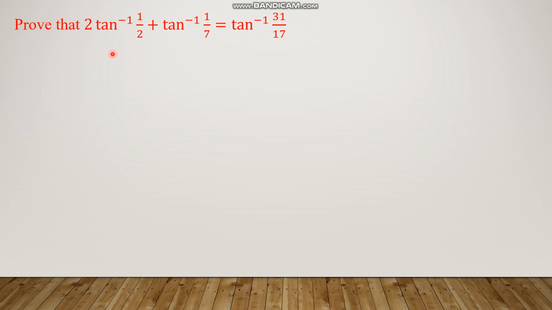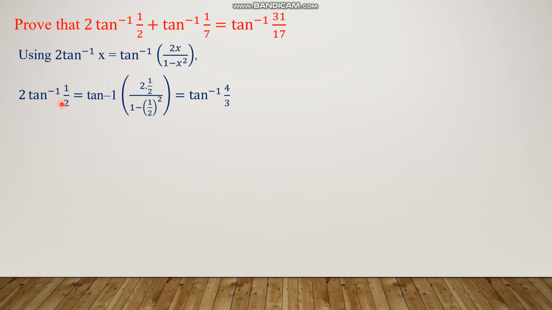Now observe this problem. We have to prove 2 tan inverse 1 by 2 plus tan inverse 1 by 7. Most of the students make a mistake here. They forget the 2 and directly use the formula which we used in the last problem, but that's not the right way. We have to first simplify 2 tan inverse 1 by 2. We had a formula: 2 tan inverse x is equal to tan inverse of 2x by 1 minus x square. So we have to use this formula to simplify this first term.